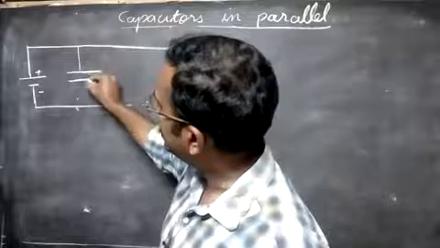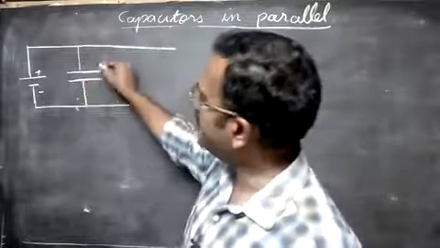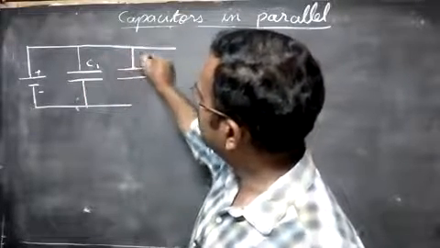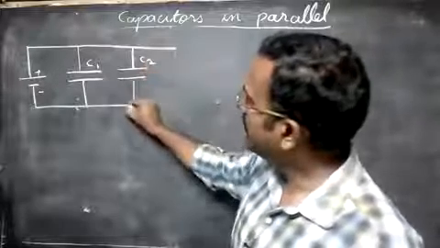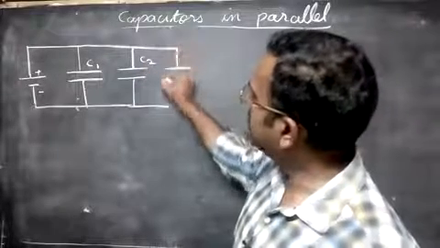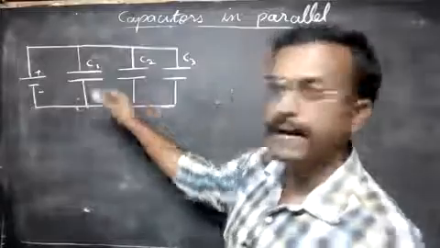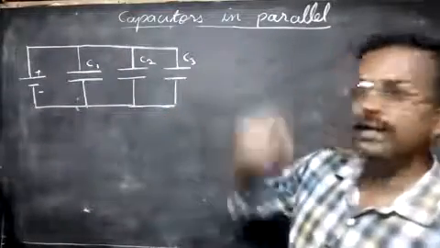This is the first capacitor. A capacitor is drawn by two equal lines. This capacitor I marked as C1. Then this is the second capacitor, C2. Then we have a third capacitor, that is C3. These three capacitors are connected in parallel. You can see that they are parallel to each other.